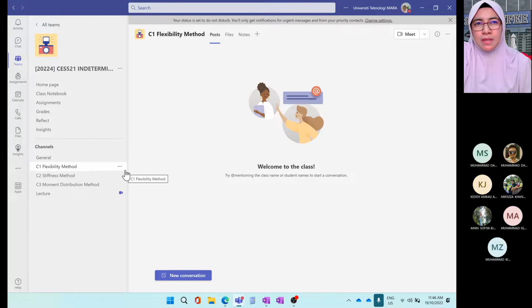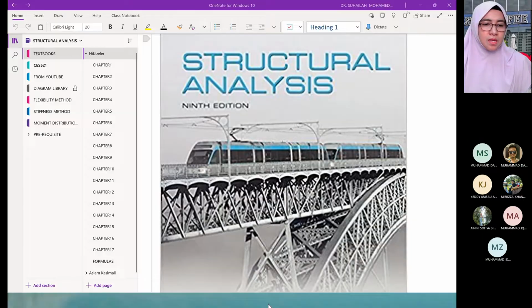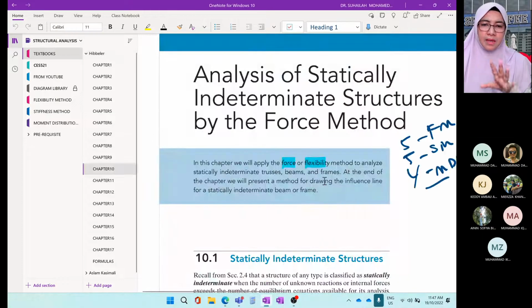For example, you dah belajar pasal Mohr circle, you dah belajar banyak benda kan? Moment area method, you belajar pasal influence line, belajar pasal arch cable, apa lagi? Pasal buckling. Tak semua yang kita apply dalam ni. So yang kita akan apply in flexibility method adalah apa yang saya sebut tadi. And all this ada dalam textbook in chapter 10. Okay, ada dalam textbook in chapter 10.